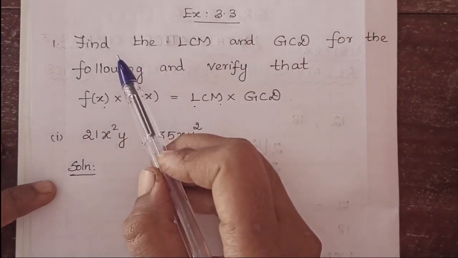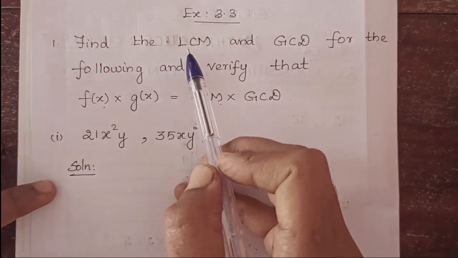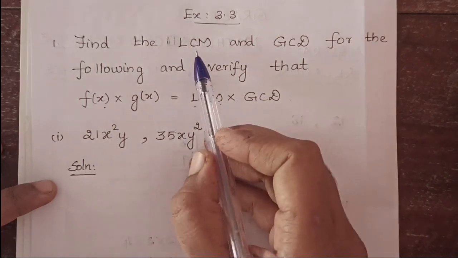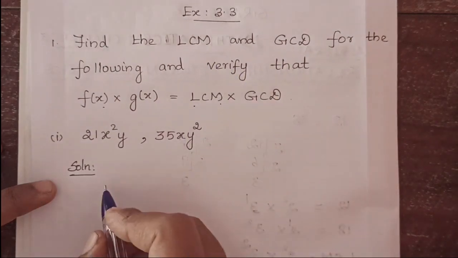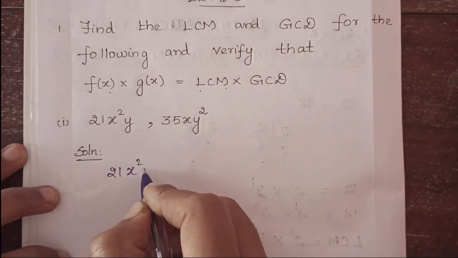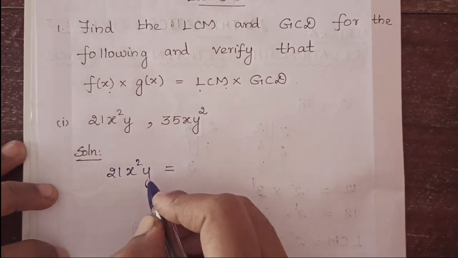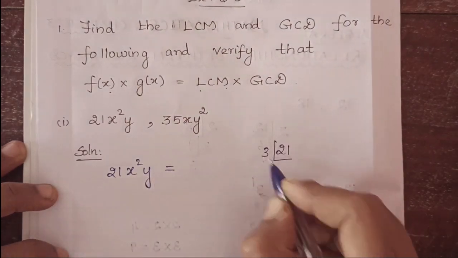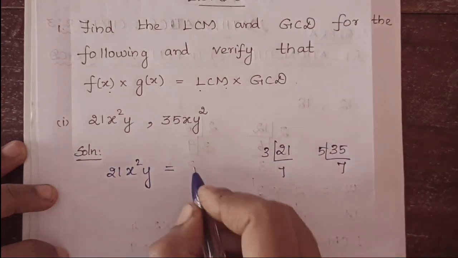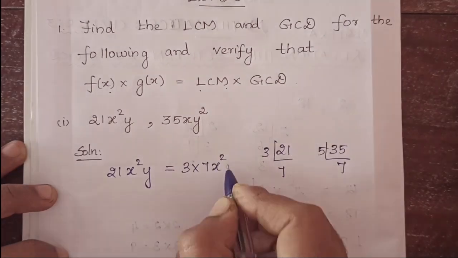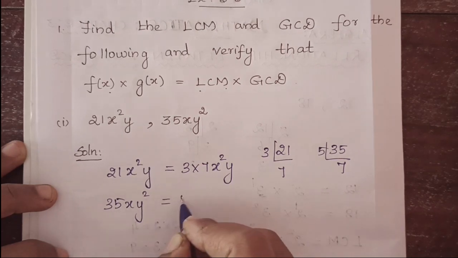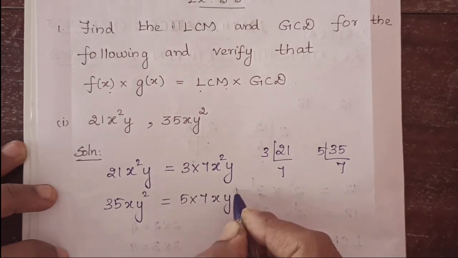See, what is the first thing we need to find? The LCM. But before that, we need to factorize. After factorizing, we need to find LCM and GCD. So see the solution. 21x square y, which is equal to 21. How will you factorize? 3 and 7. 35, how will you factorize? 5 times 7. So 3 into 7 x square y. So 35 x y square is equal to 5 into 7 x y square.